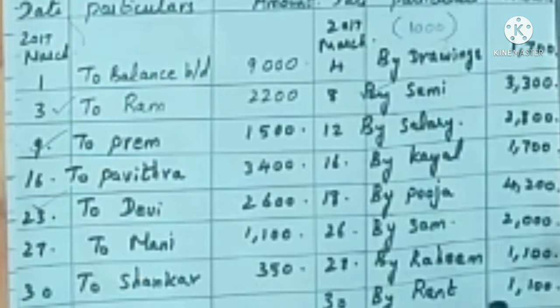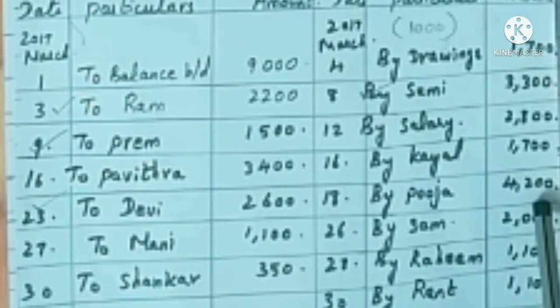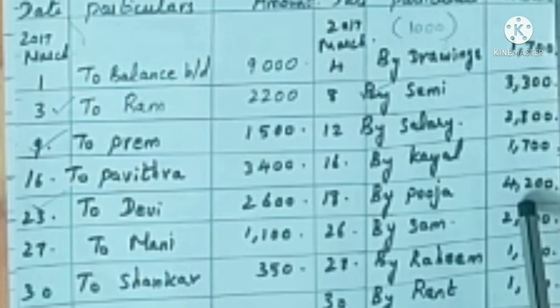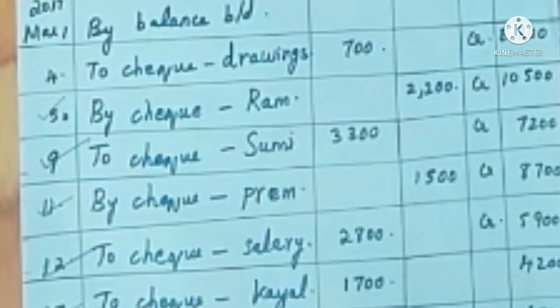Okay, next one is by Pooja rupees 4200 is credited in cash book, so it has to be debited in passbook. Let's see whether it is debited in passbook. 4200 is not shown on the debit side of passbook, so this has to be taken into account while preparing bank reconciliation statement.